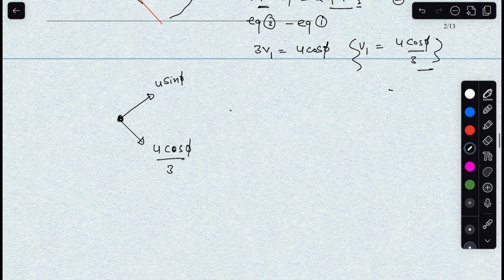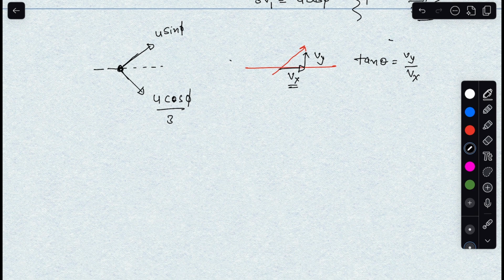Now I want the angular deviation. How much is the angular deviation? This is one vector and this is the other vector. The resultant of these two vectors is somewhere like this, let me draw another diagram. It has some component in this direction and some component in this direction, so there is a component in the y direction and a component in the x direction. Then of course tan theta is equal to vy divided by vx.